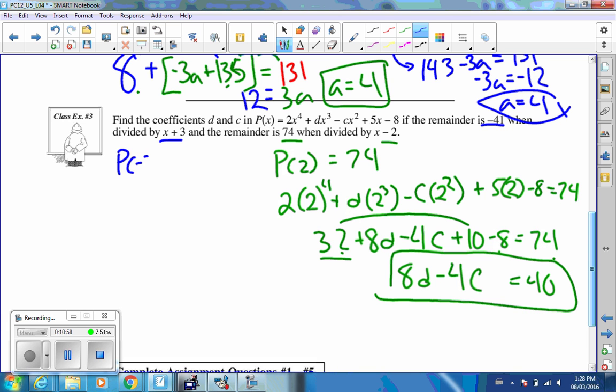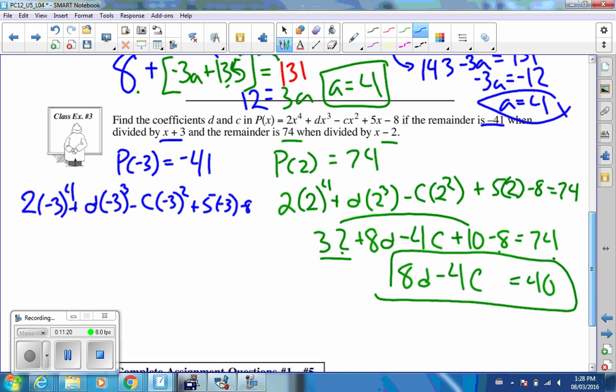P at -3. Couldn't they have given me just one? Come on, people. -41. I am too lazy for all this jazz. 2 times -3 to the 4th plus d times -3 cubed minus c times -3 squared plus 5 times -3 minus 8 equals -41. Lots of terms here. 3 to the 4th is 81 times 2, 162, minus 27d, minus 9c, minus 15 minus 8.